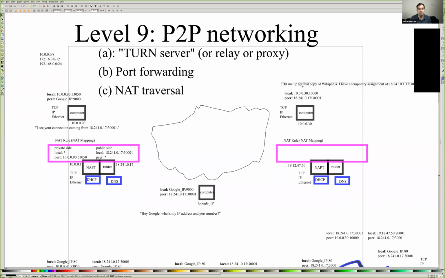Now, how does it tell this computer? It has to have some way of communicating. It could send an email. It could go through what's sometimes called a rendezvous server. Somehow it has to have a signaling server. It has to have some way of communicating that.